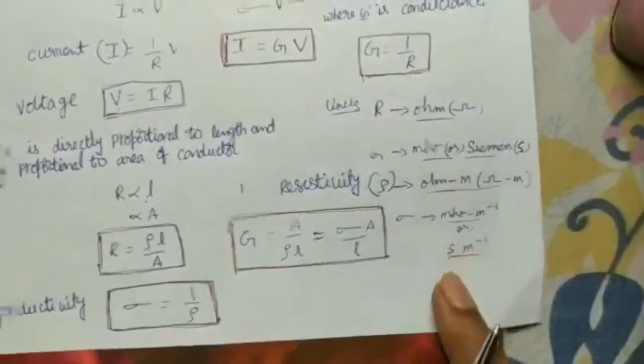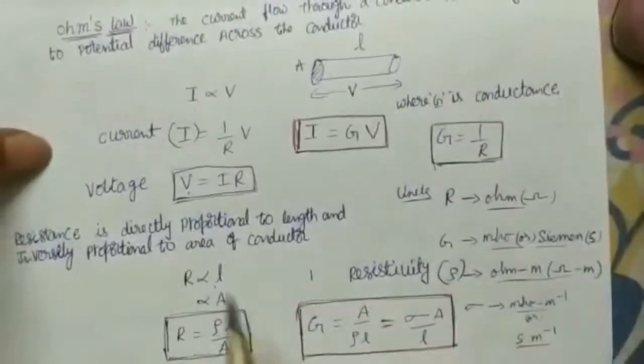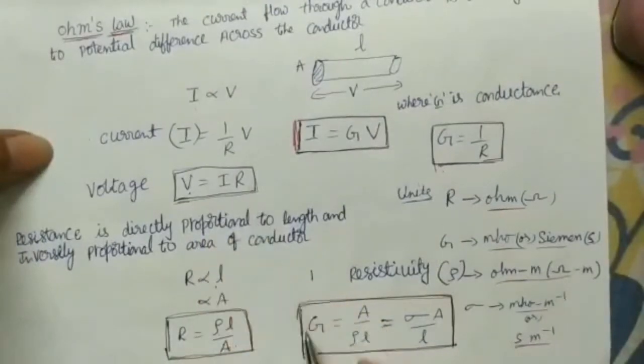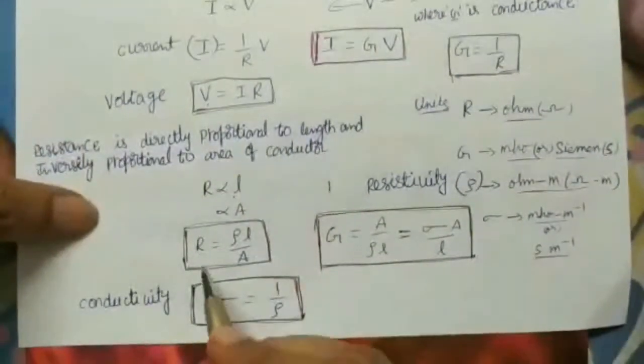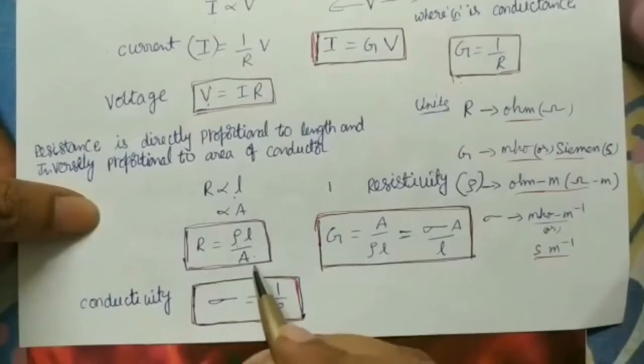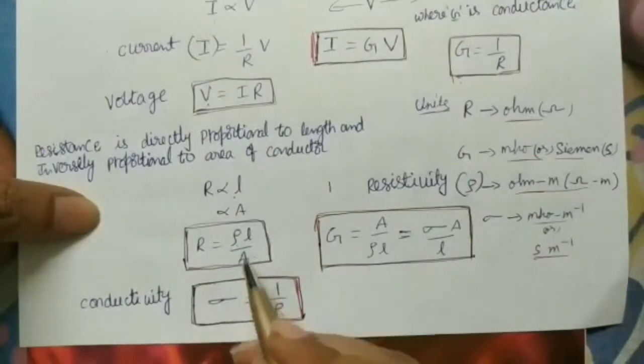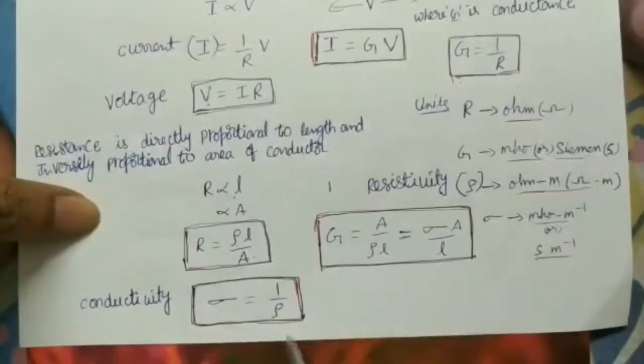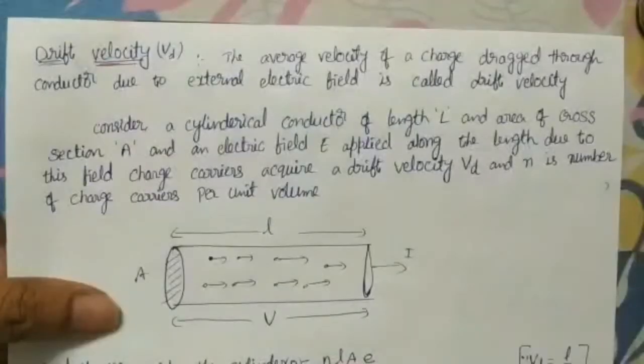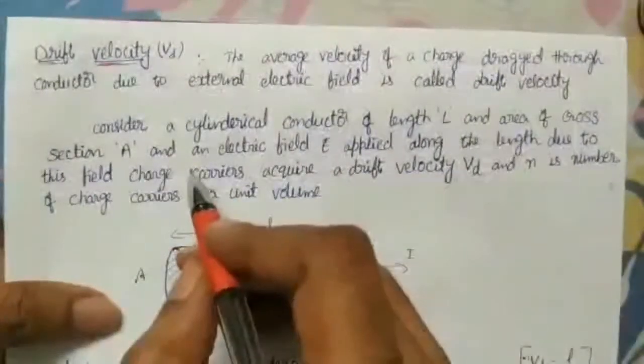These are the units. The main important relations here: between potential and current, V is equal to IR, and after that resistance R is equal to rho L by A, and rho is called resistivity or specific resistance. Relation with conductivity, sigma is equal to 1 by rho. Now we'll see about drift velocity.